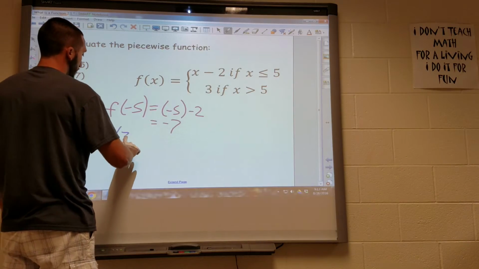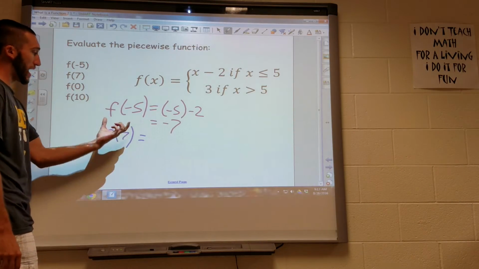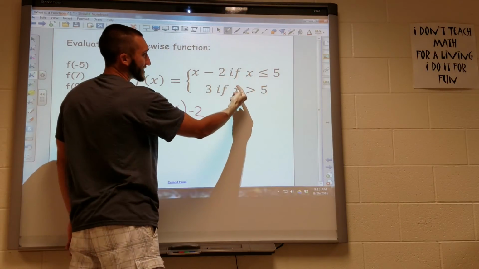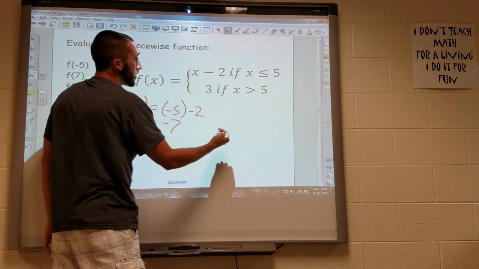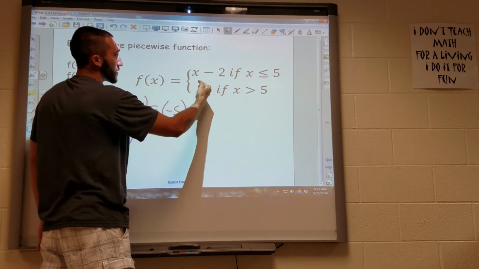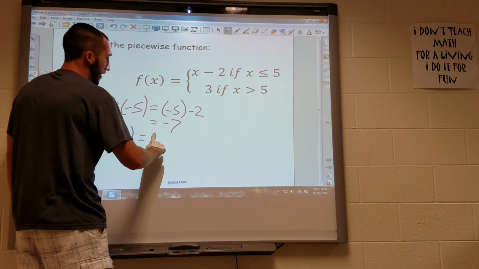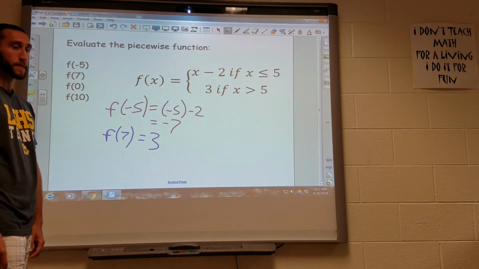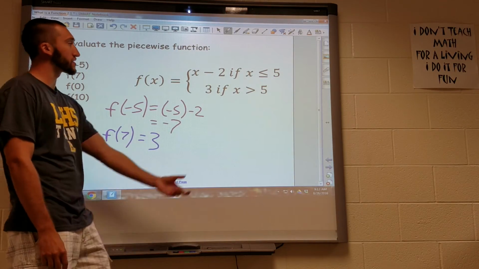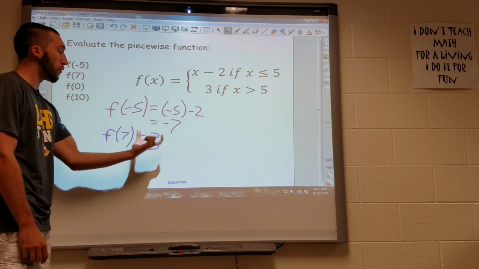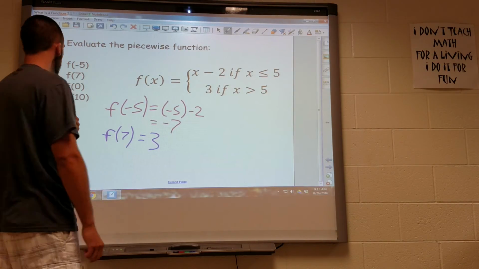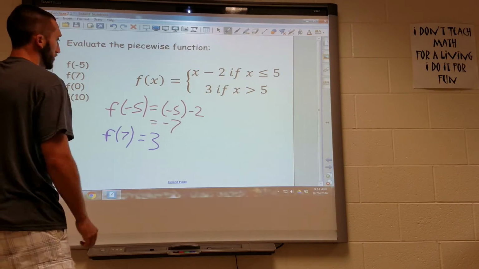F of 7. All right, well, my x value here, my x is greater than 5, right? Because 7 is greater than 5. So then I use this second term here of my piecewise function. So my y value is just 3. So every time my x is strictly greater than 5, I'm going to come out with a y value of 3. So let's try another one.